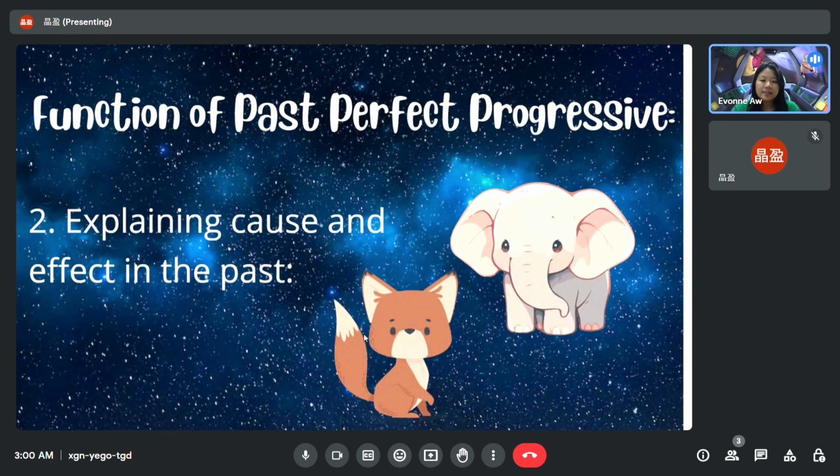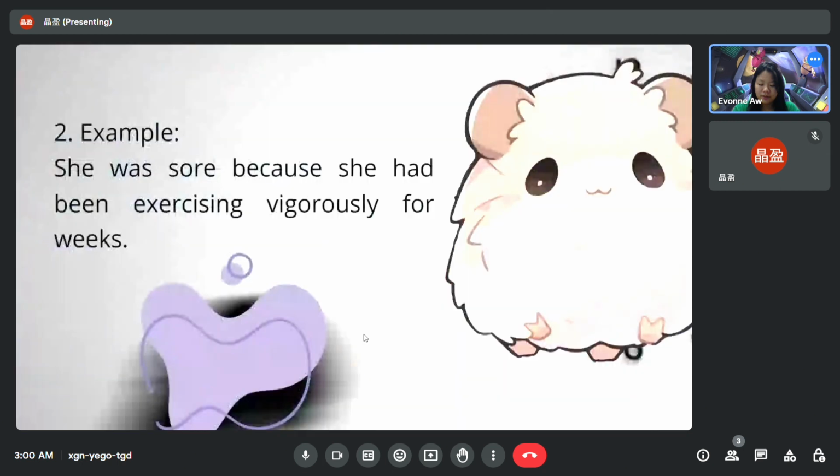The next function of past perfect progressive is to explain the causes and effects in the past. As an example, she was sore because she had been exercising vigorously for weeks. The past perfect progressive sentence had been exercising indicates the continuous and vigorous exercise routine that led to the soreness.